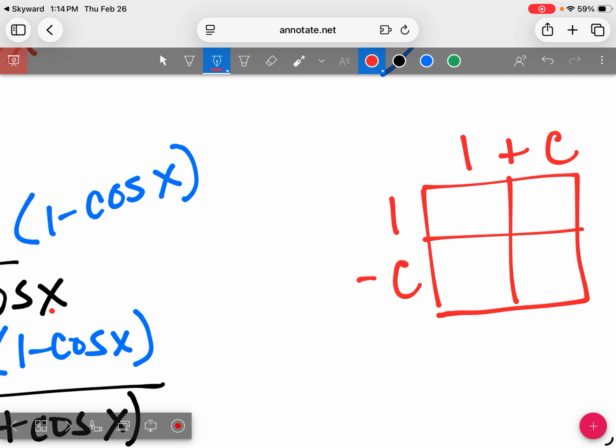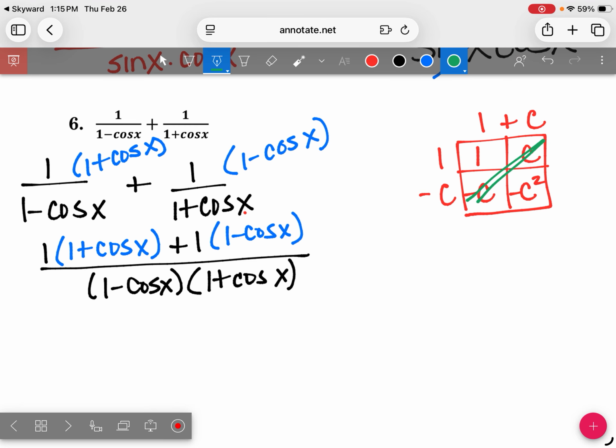You should get a 1, a C, a minus C. All right, what's going to be in this square? What's negative C times positive C? Negative C squared. Good. So would you agree that these go away? So I'm left with 1 minus C squared, which is 1 minus cosine squared. So that's what I have in my denominator.